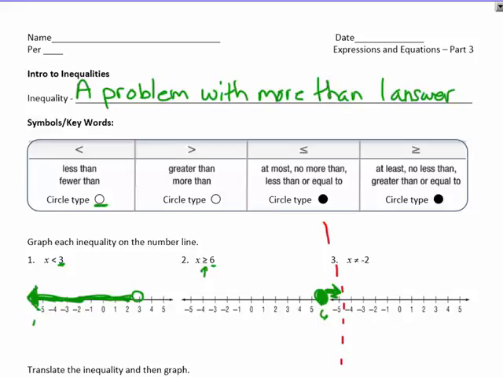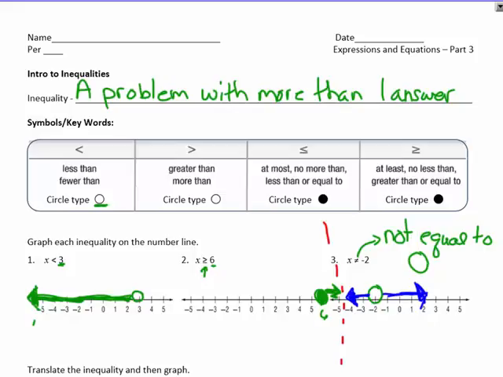All right, this symbol isn't in our list, so we're going to add it in. This symbol means not equal to, and the circle type would be an open circle. So I'm going to put an open circle at -2. Not equal to means it can be anything except -2. So it can be greater than, so I can shade to the right, and it can be less than, so I can shade to the left.